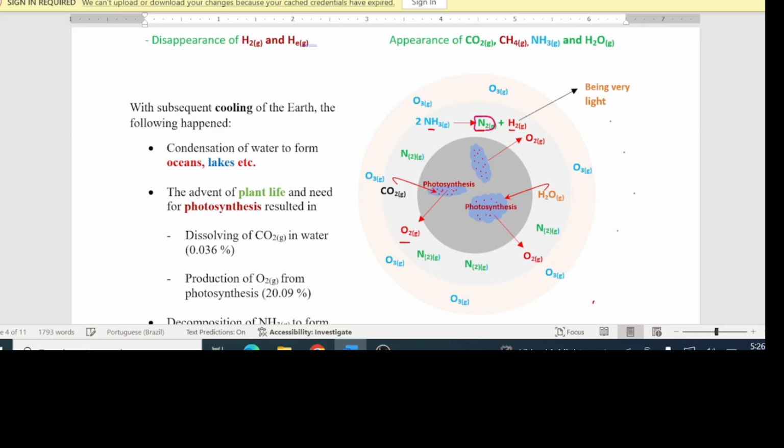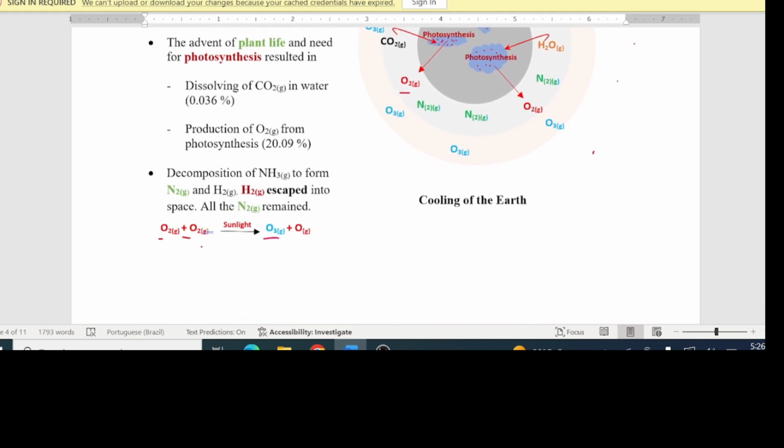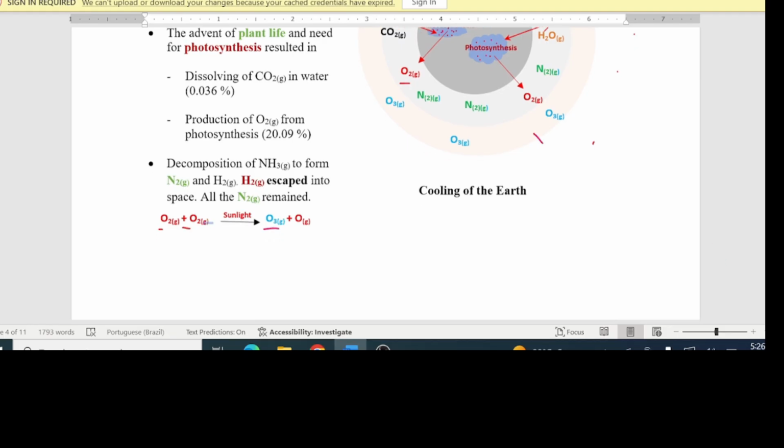Of course, with the advent of plant life and photosynthesis, oxygen was produced, and that became another dominant gas there. And then you had the decomposition of ammonia to produce hydrogen. Hydrogen escaped into space, and this gas stayed back and has remained the most predominant gas. And finally, with energy from the sunlight, oxygen molecules reacted to form this ozone layer. Of course, we know this ozone blocks lots of UV from reaching the surface of the Earth.